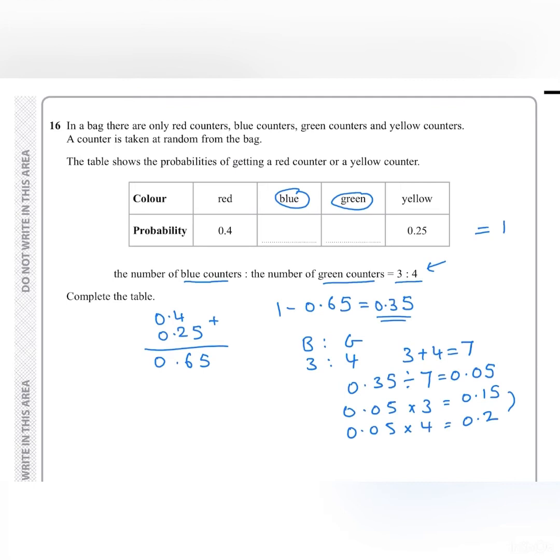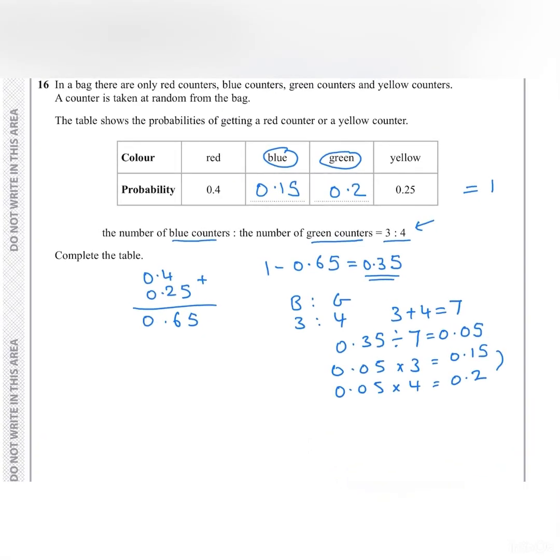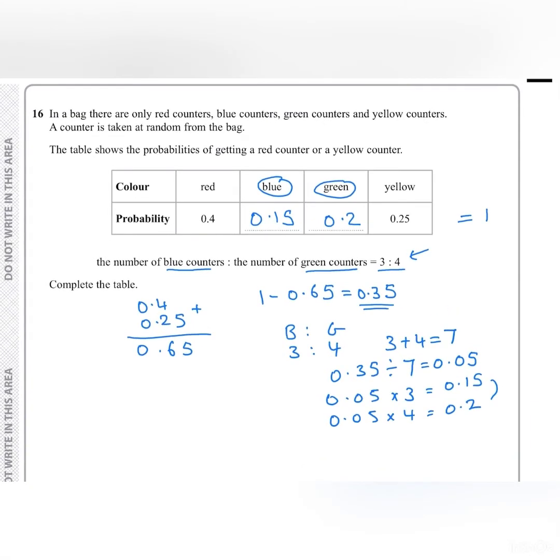So the blue is 0.15 and green is 0.2. So if you add them together, they should still equal a 1. Okay, so that is question number 16.